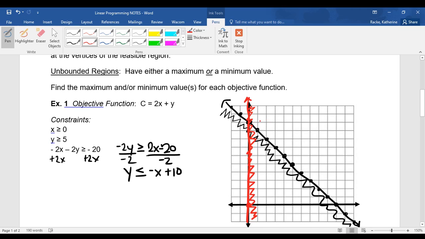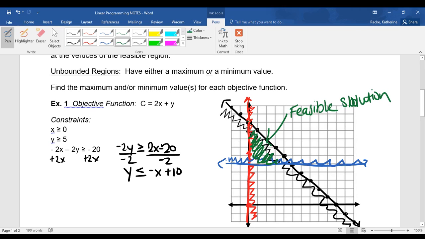Y is greater than or equal to 5, so I have another one at 5. 1, 2, 3, 4, 5. Another solid line at 5 because it's equal to, and that one is also greater than, so I'm going to be shading above. So where they all meet here is right in this section. Okay, so this is my feasible region within here where all my possible solutions are. Okay, and you can see that it intersects here, here, and here.